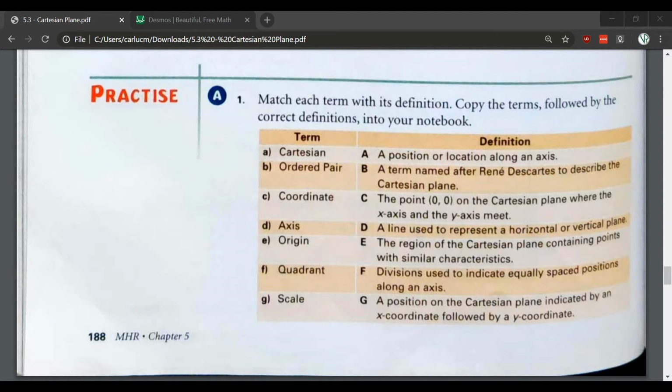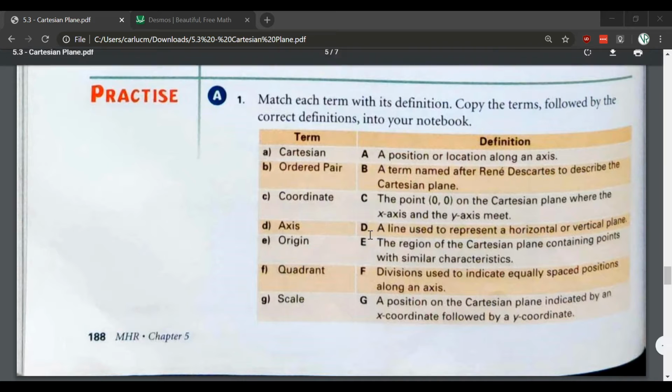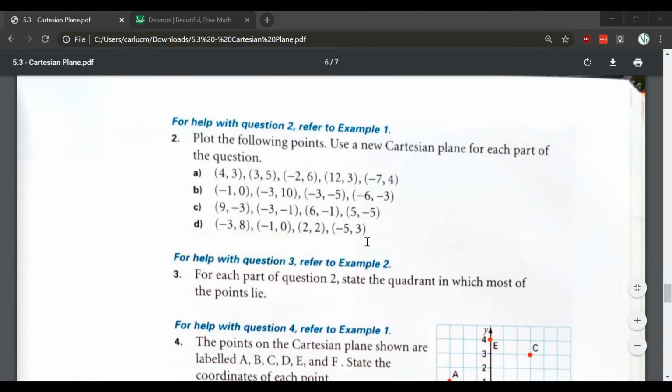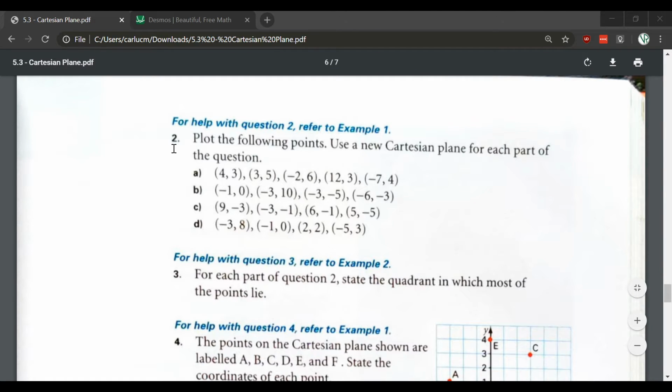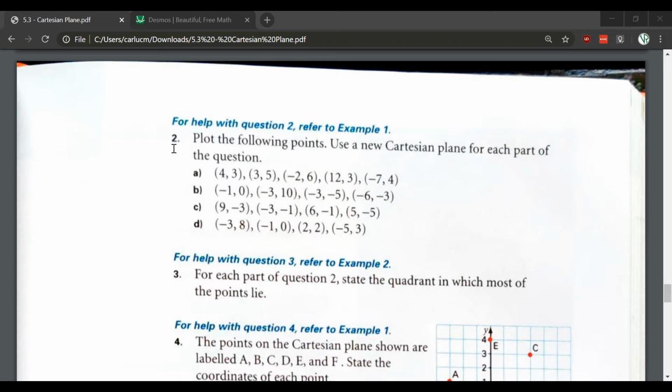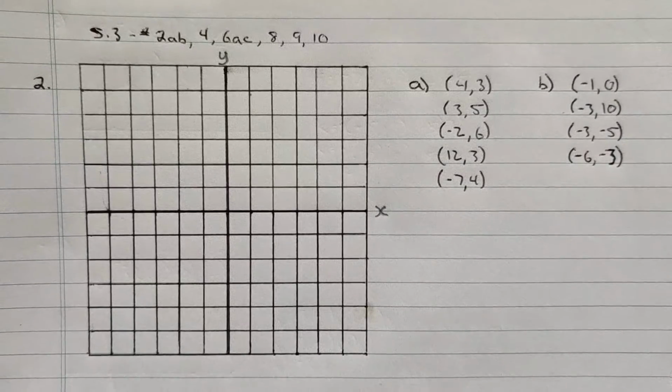So a couple definitions there. Anyways, if we look at some of the questions, we have a few that we're going to look at. Question number 2 here, where we're plotting some points. So we'll do a couple of those just to practice plotting. So the whole key here is just to get familiar with the Cartesian plane. So we're going to do 2A and B. I'll switch over to the note here.